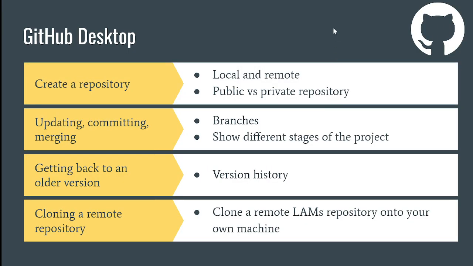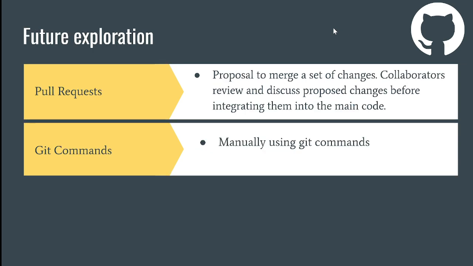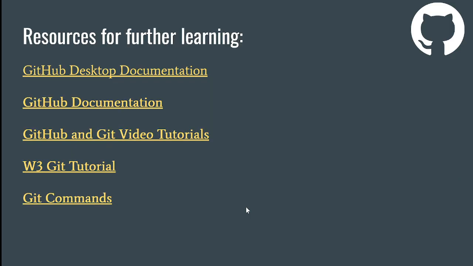All right. So we covered most of GitHub functionalities by using the GitHub desktop client. Some future explorations that you could do is learn more about pull requests and Git commands. Everything that you did today, or I did today on the GitHub desktop, you can actually do by using Git commands through your shell or terminal. And here are some resources for further learning. I have some documentation from GitHub itself, as well as some video tutorials and tutorials from W3 and Git.